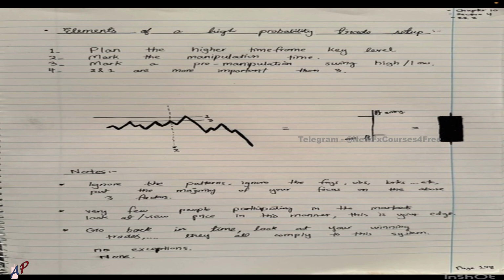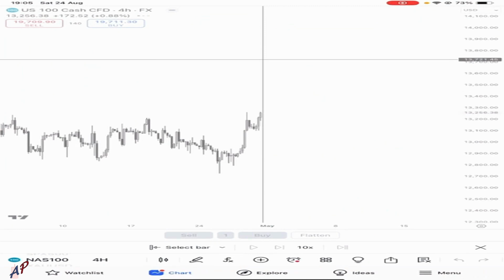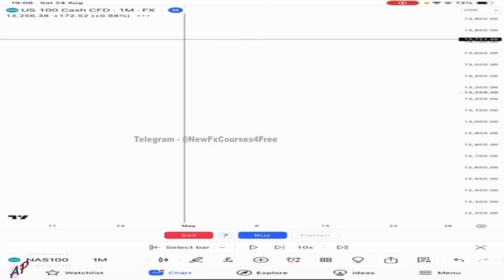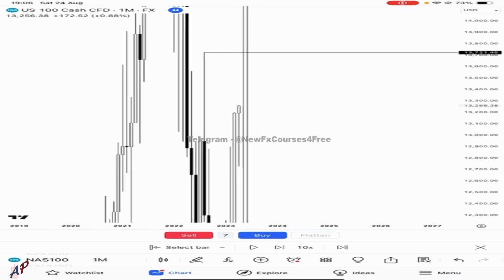So, as you know, the 3-step to high probability trading is gems. This is basically my approach. So plan, direct, time frame, key level. Once you have the bias, mark the manipulation time, mark a pre-manipulation swing high or low, liquidity pool. So I will break this down.